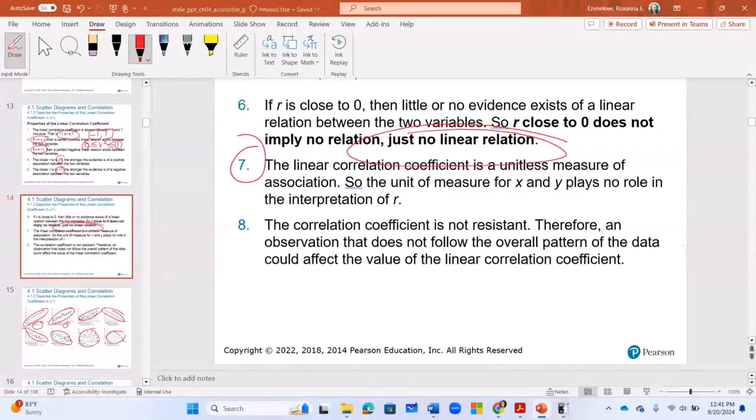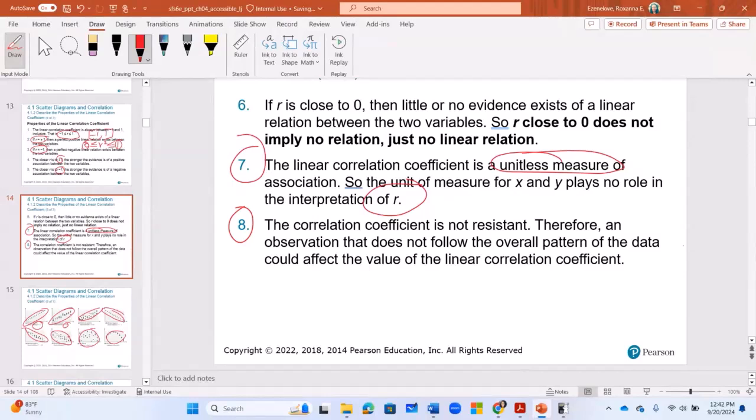Property number 7, the linear correlation coefficient is unitless. We said that the other day. What does unitless mean? It does not have any units. Even if we know that the unit of L1 is feet and the unit of L2 is feet, when you finish it, the answer for the coefficient of correlation will be, if your answer is 89%, it's just 89%. There is no unit.